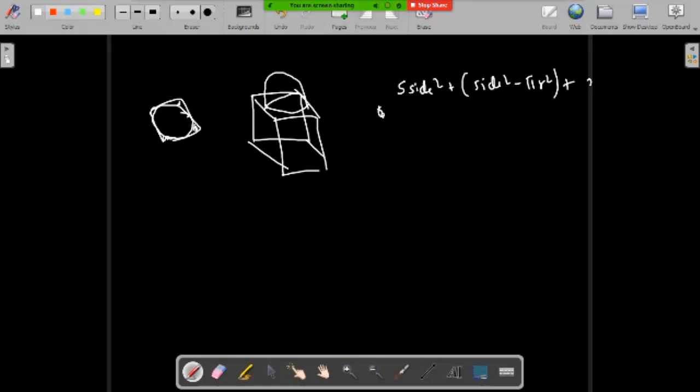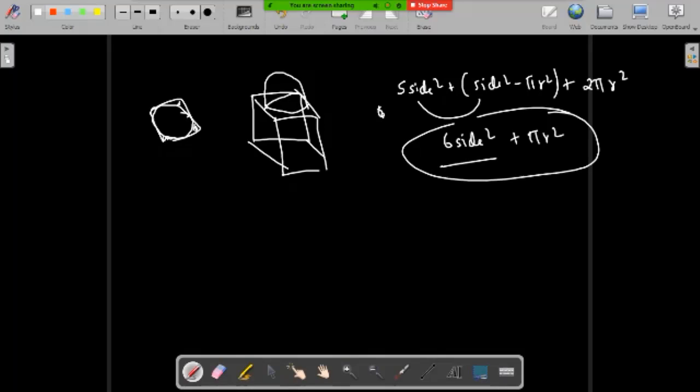Plus there is a hemisphere on top. So that's going to be 2 pi r square. So if you do your book question, the answer is 6 side square and 2 pi r square minus pi r square, you will get pi r square, right? 2 pi r square minus pi r square. So this is the answer for the book.